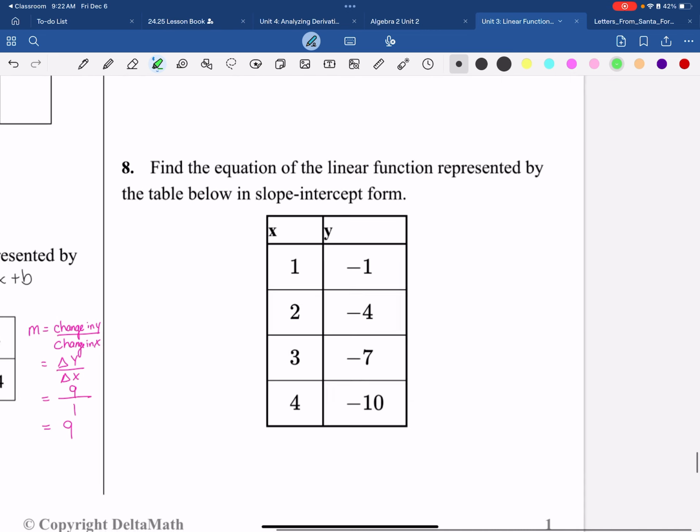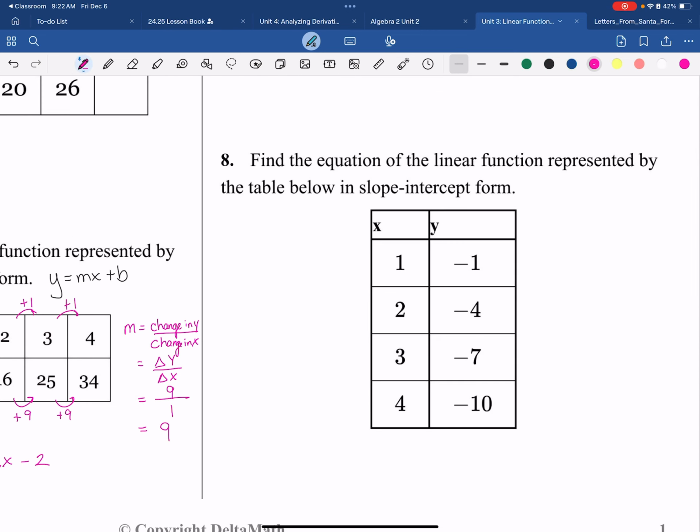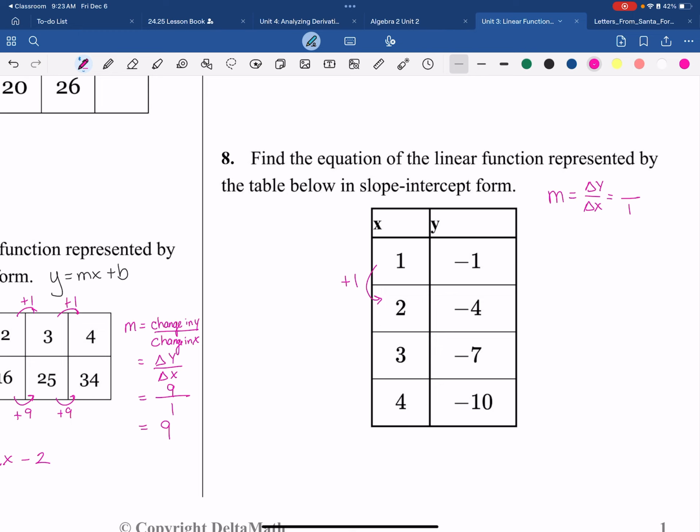All right, for this next one, number 8, we're going to do the same thing, but what you'll notice is that I don't know my b yet, so I'm going to have to do a little bit of work to find it. So I'm going to start by finding my slope. So again, it's my change in y over change in x, rise over run. So my x's are going up by 1 each time again. And now my y is going from -1 to -4, so it's going down 3 each time. And so my slope is -3.